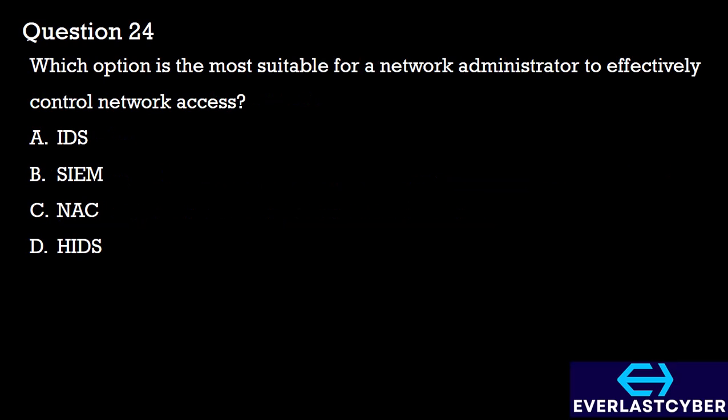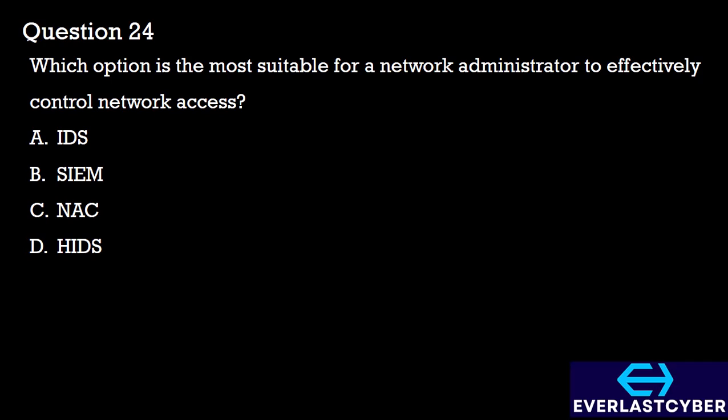Question 24. Which option is the most suitable for a network administrator to effectively control network access? A. IDS. B. SIM. C. NAC. D. HIDS. IDS monitors network traffic for signs of suspicious activities, however, it does not control access. SIM provides a comprehensive view of security events and it helps with analysis and incident response. However, it is not designed to control network access.